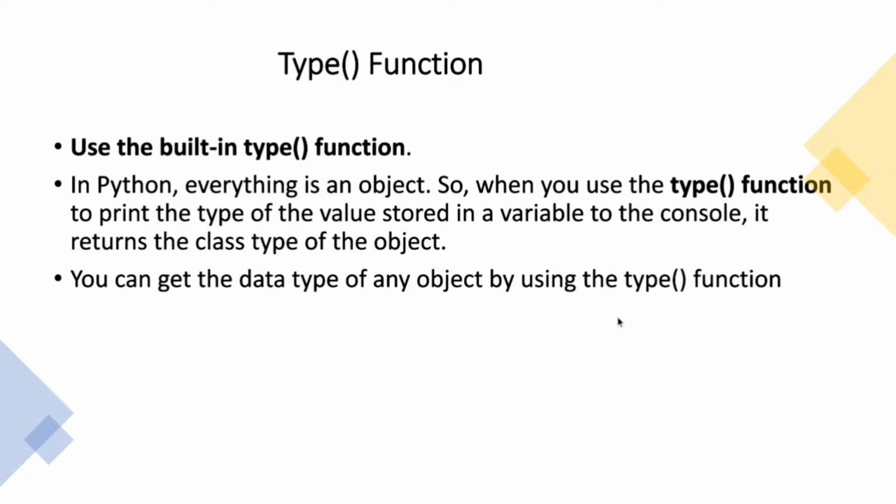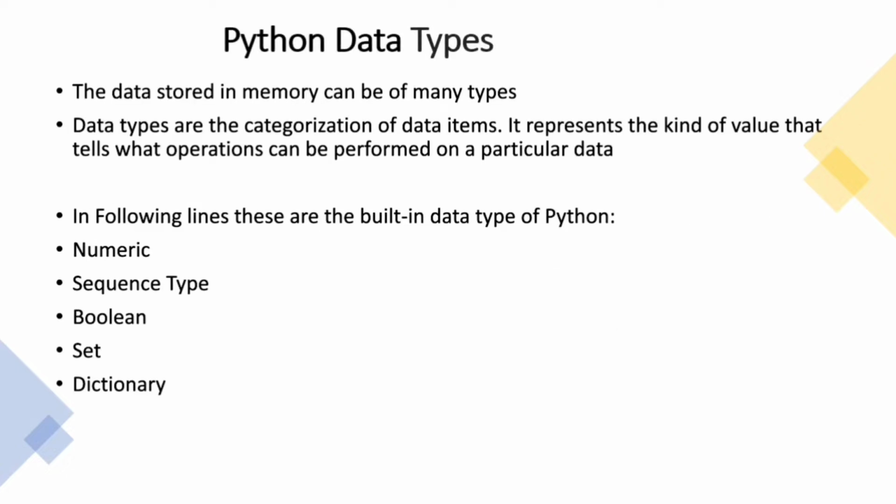In the previous video, I told you about Python variables and Python indentation. So today's topic is Python data types. Data types are a categorization of data items. They represent the type of value that tells what operations can be performed on a specific piece of data. Everything is an object in Python.